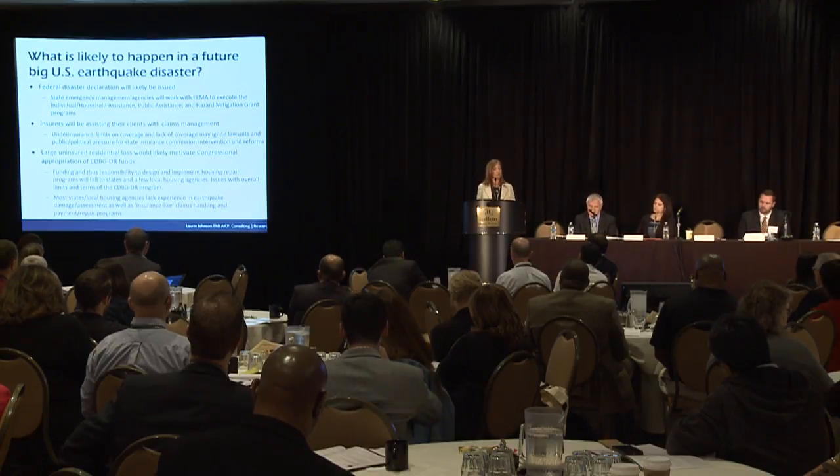But there's going to be, even within those, issues of underinsurance, limits on coverage, a lack of coverage, and this will, as it did with Katrina and other places, ignite lawsuits, public and political pressure on insurance commissioners to intervene and provide reforms. And we're going to have this large uninsured residential loss, which we hope we will have an empathetic Congress for whichever state it happens in to get a large-scale appropriation.